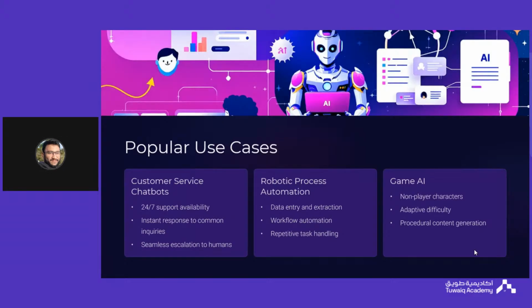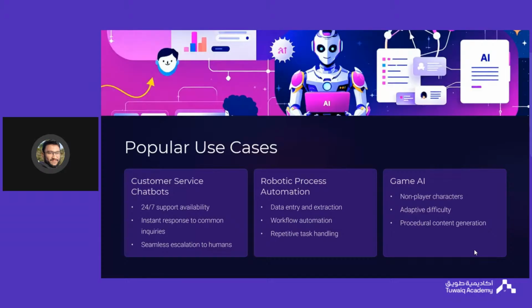Then, coming to the popular use cases of AI agents. The most popular use cases are customer service chatbots, robotic process automation, and game AI. We will not go deeper into it. We just try to understand how customer service chatbots are used: 24/7 support availability, instant responses to common inquiries, and seamless escalation to humans. This is a basic requirement for most websites and web servers.